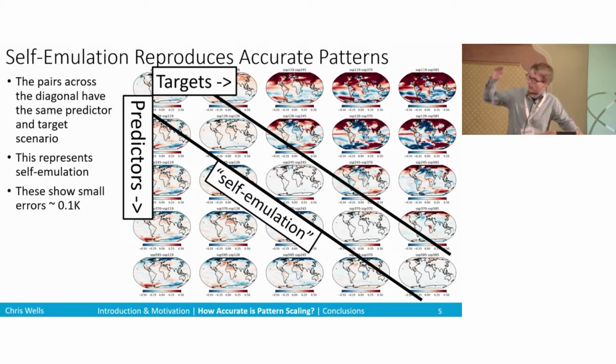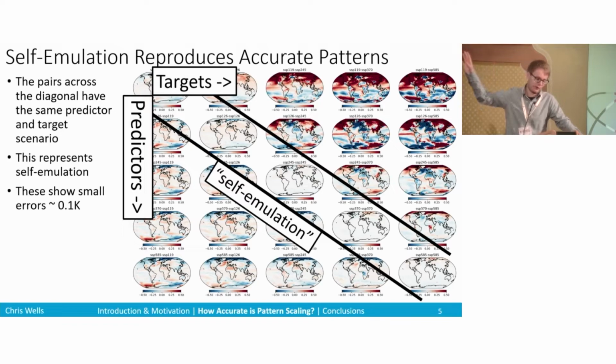So that means that this diagonal, the 5 combinations here, is using the same scenario to project itself. So this is the self-emulation again, as I showed earlier. But in this case, it's for each of those 5 SSP scenarios. And as you can see, these have the smaller errors associated with them, and that's because the spatial pattern, by definition, is not varying as much between them. So you still have variation through time.